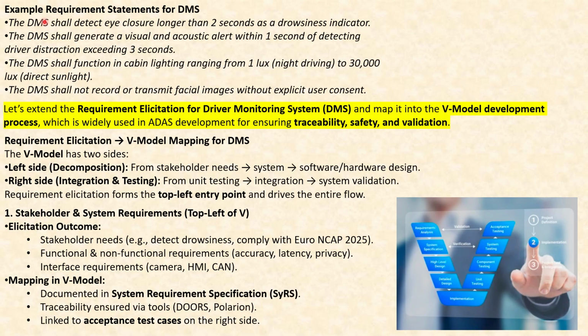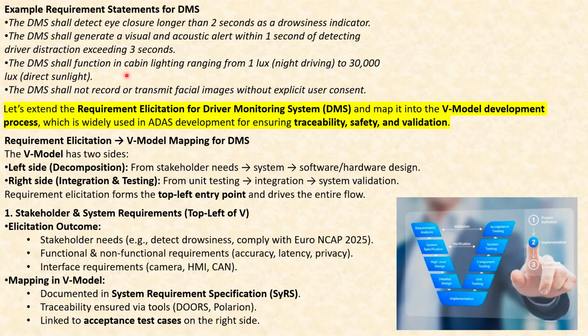Now, an example: the requirement statements for DMS. Let's see some live examples or problem statements for driver monitoring systems. The DMS shall detect eye closure longer than 2 seconds as a drowsiness indicator. In case the driver closes his eyes for more than 2 seconds, the DMS will immediately identify that the driver is falling drowsy and become alert. The DMS shall generate a visual or an acoustic alert within 1 second of detecting driver distraction exceeding 3 seconds. So the minimum duration of the driver monitoring system warning is 3 seconds, so that the driver becomes alert.